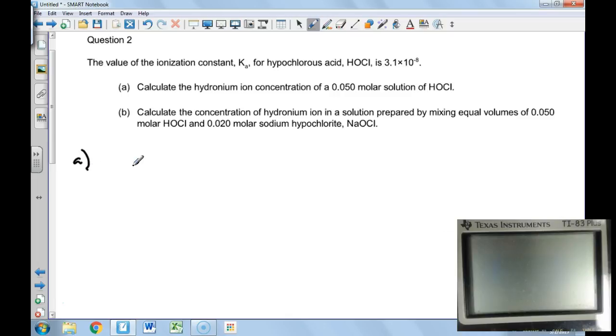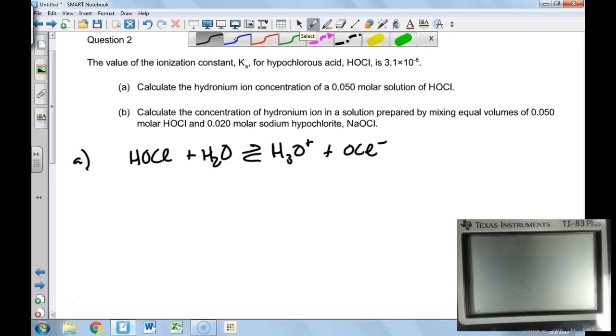So the thing to do is to write a reaction. So remember, there's only one acid reaction ever. Okay, it's the acid plus water gives the hydronium ion plus the conjugate base.